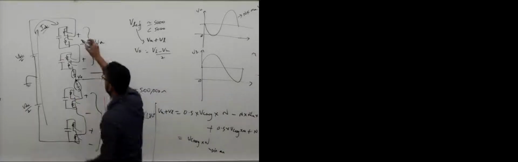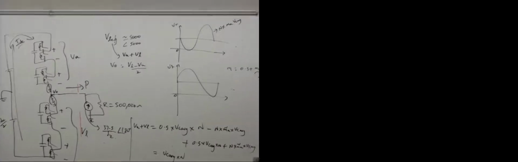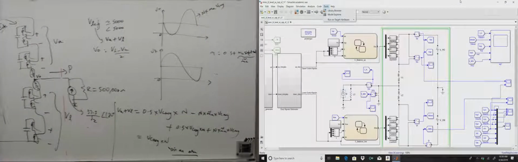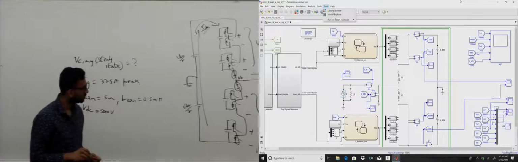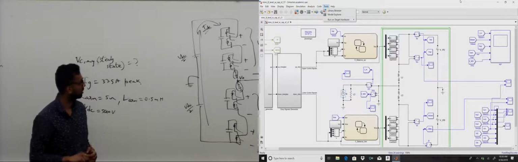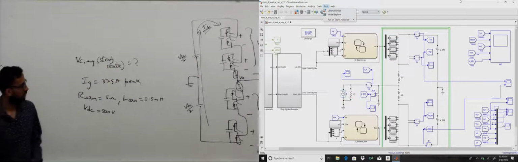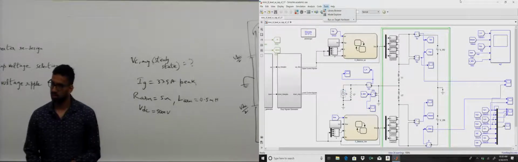And N is the total number of submodules in an arm. Is N equal to 4 here, right? No, N is submodules in an arm. So N is equal to 2 in this picture. So VC average is really 5,000 roughly divided by 2, right? Yes, if you have 4 modules in a leg. So you just can't take 5,000 and divide it by 4.